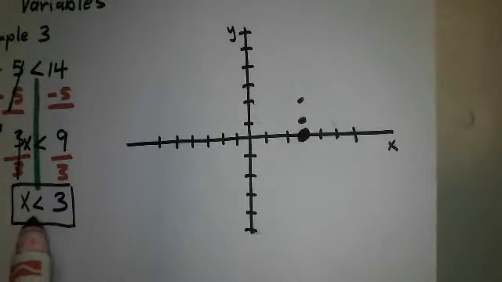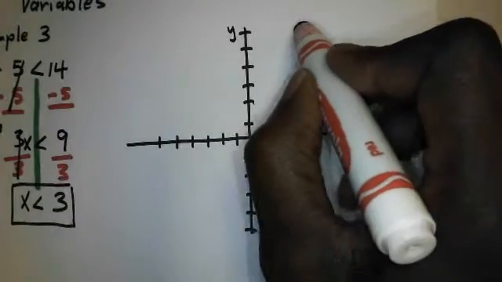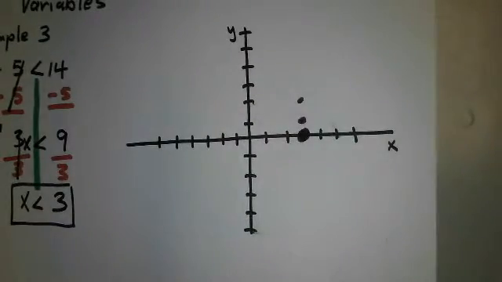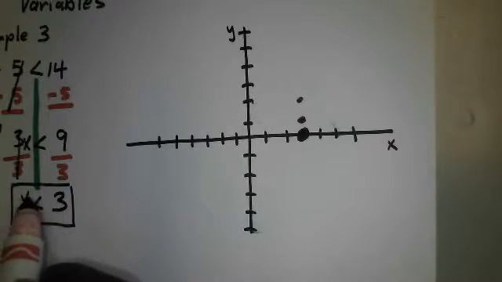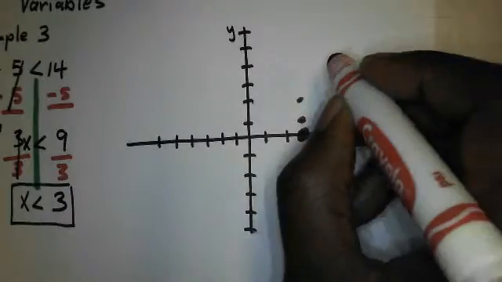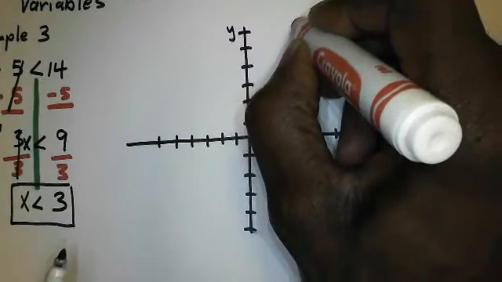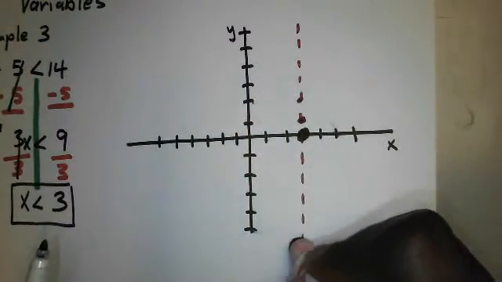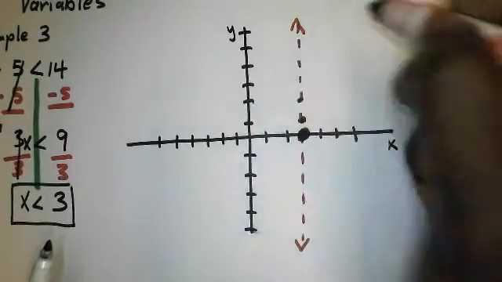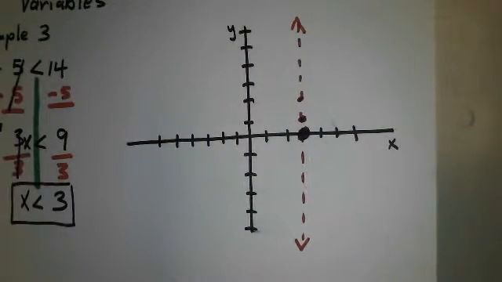Because the sign does not have a line underneath the inequality symbol, which would make it equal, this graph would be a dashed line. So if it's not equal to, this is only less than, it's not less than or equal to. Because it's only less than, we're going to draw a dashed line. So here's my dashed line. Now we are done with the graph.